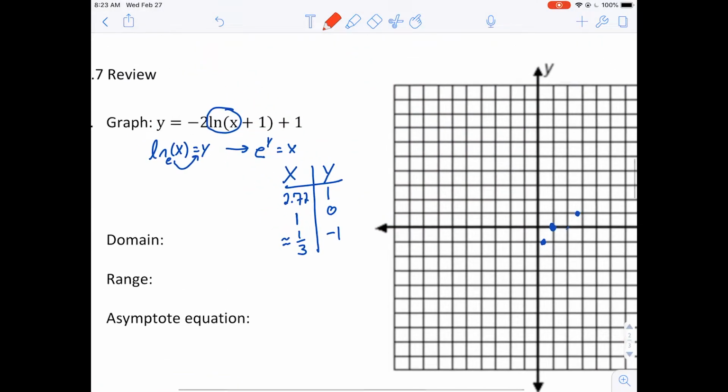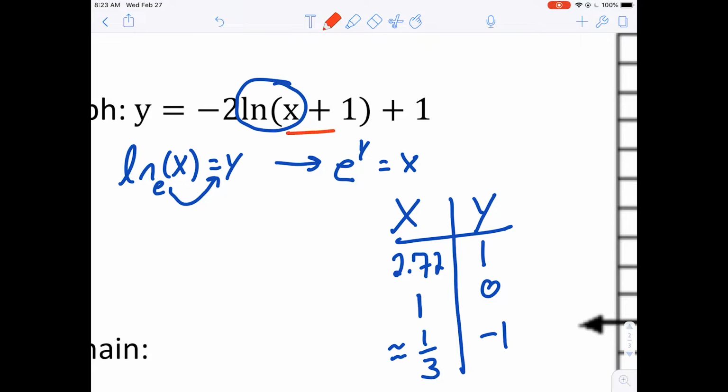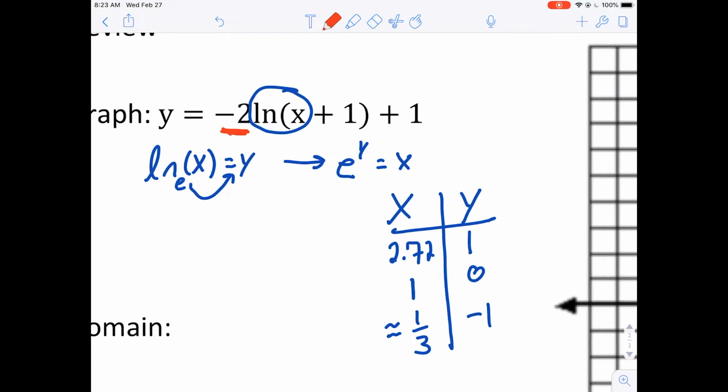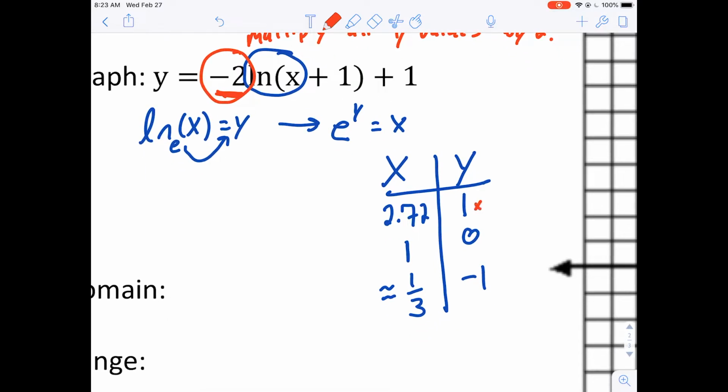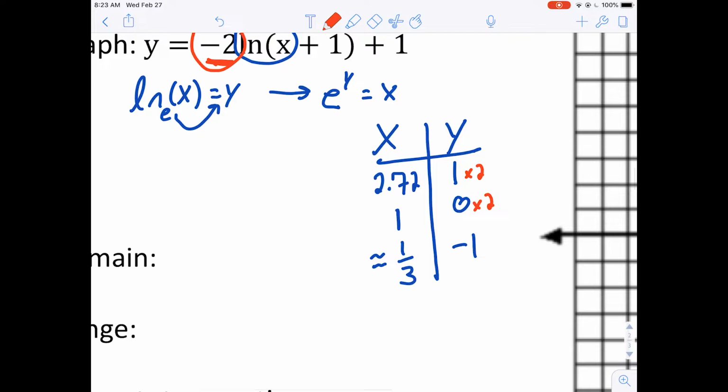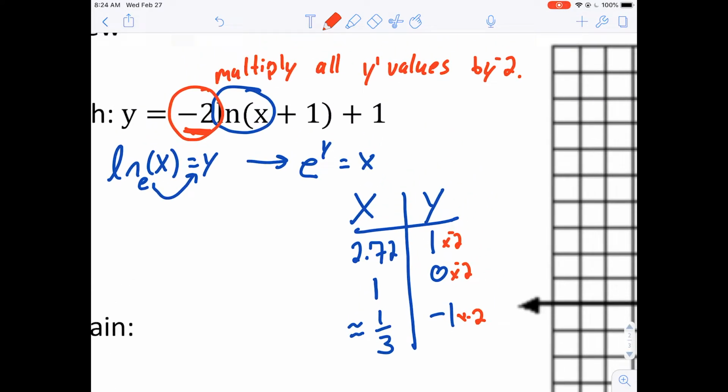And so now we can come back over here and we can see this tells us, whoops, need to look at this right here first. Remember, multiplication comes before addition and subtraction. So this tells us multiply all y values by 2. So times 2, times 2, times 2. Oops, -2. Definitely -2, guys.